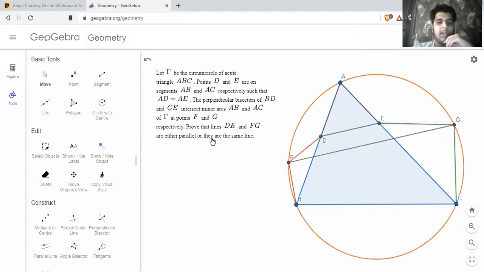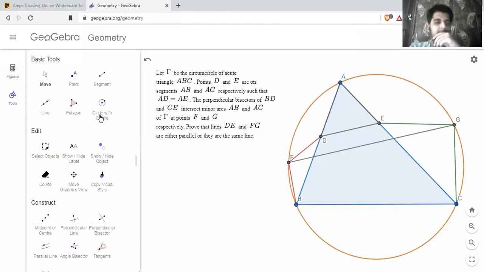We have to show that either DE and FG are parallel or they are the same length. Note that if they are parallel, the same length thing is covered inside that only. Like if two lines are concurrent, they are also parallel, right? So we just have to prove DE and FG are parallel. Here's a nice thing which someone taught me: if there is a segment and there is one intersection of that segment with a circle, you should also draw the other intersection, because if one intersection is not very nice, the other one comes out to be nicer.